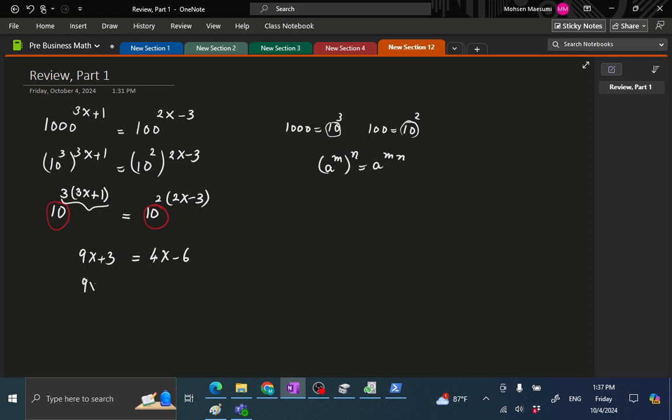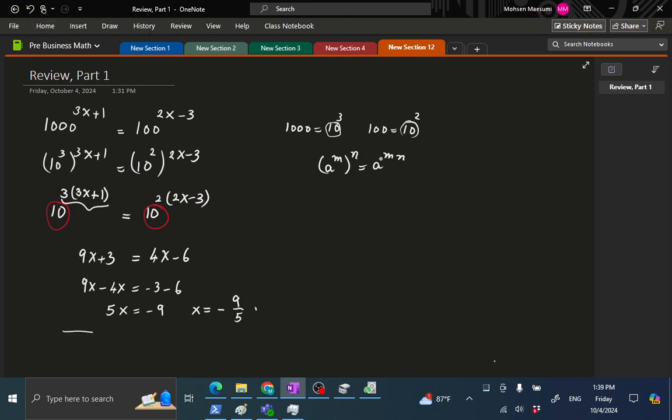I bring 4x to this side and take my 3 to the other side. So it becomes 5x is equal to minus 9. So x has to be minus 9/5. That's the x that makes both sides equal to each other.